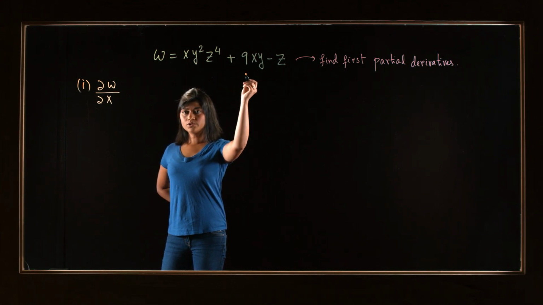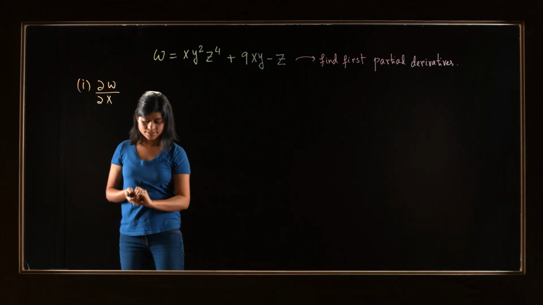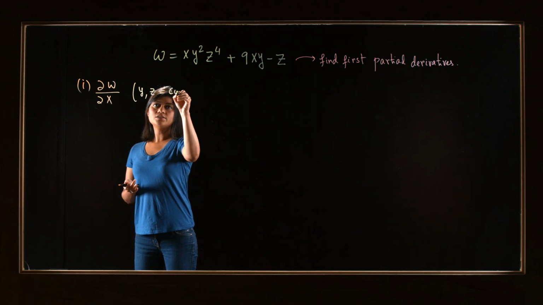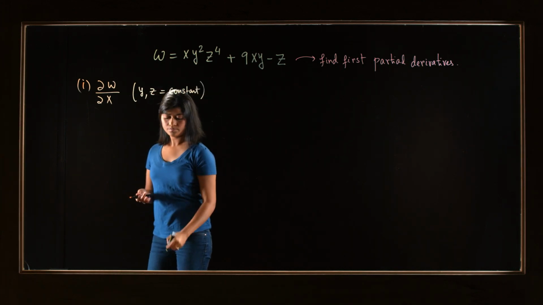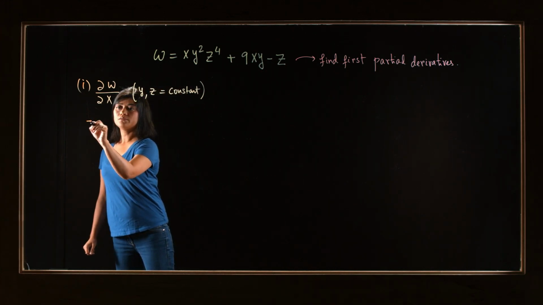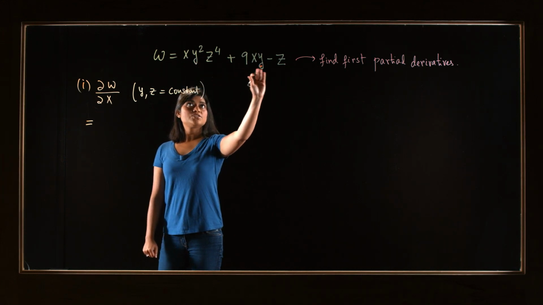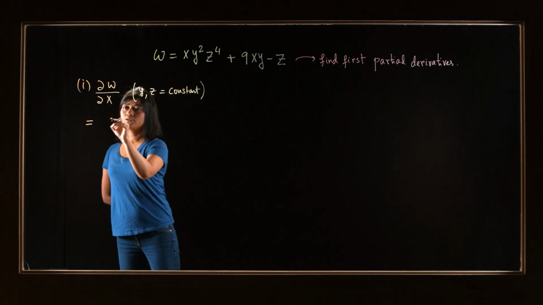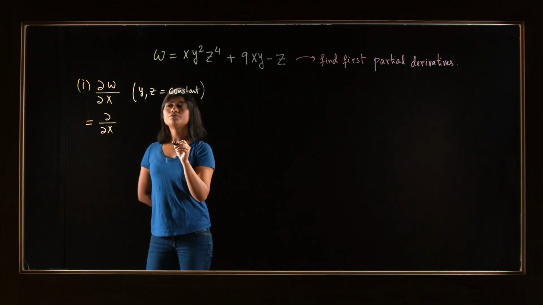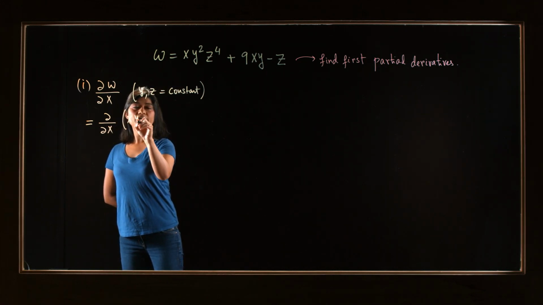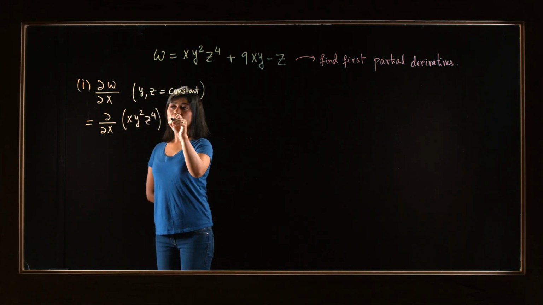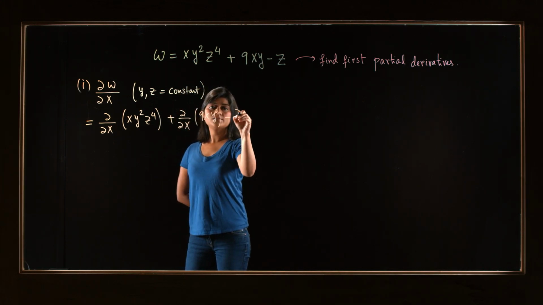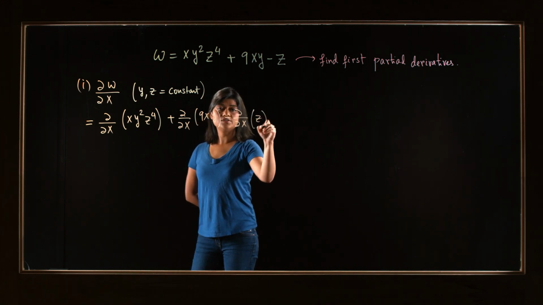Now, since there are two other variables, partial with respect to x means that the other two variables, y and z, will be considered constant. Okay. So, let's take each of these terms and evaluate the derivative of each one separately and then add them together. So, we'll take the derivative with respect to x of x y square z to the 4, plus the derivative of 9xy, minus the derivative of z.